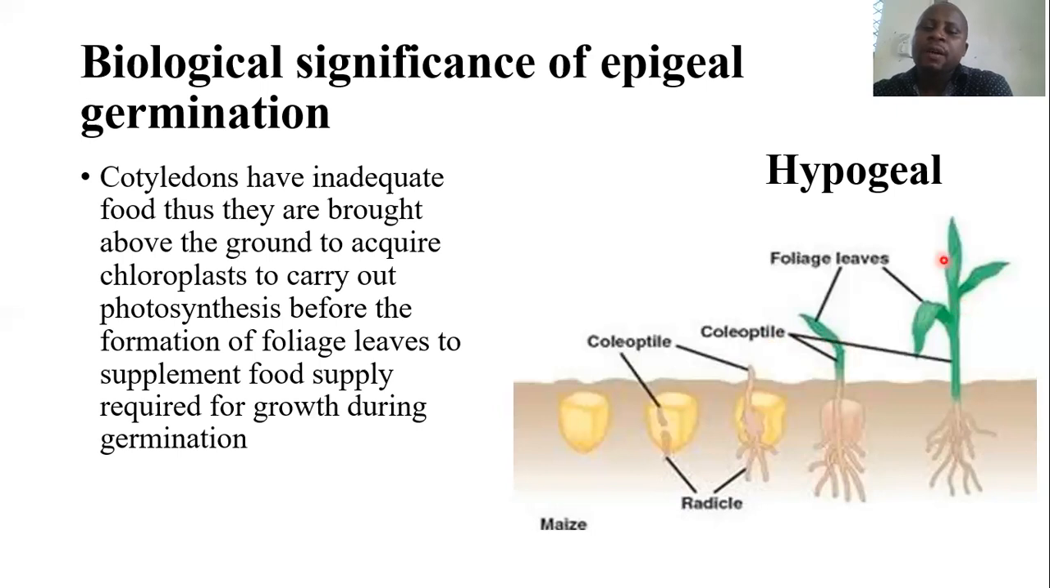When these first foliage leaves form and start undertaking photosynthesis, the cotyledon down here will shrivel, dry up, and disappear, as the plant is capable of making its own food. And that is what happens during hypogeal germination. Let us have a look at that.